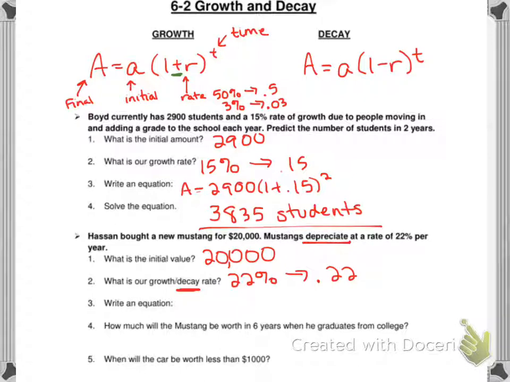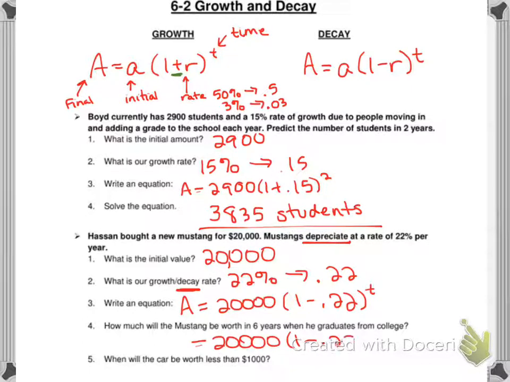So our equation would be A equals 20,000 times 1 minus 0.22 to the t power. Now, how much will it be worth in 6 years? So I'm going to do the same equation, but I'm going to put 6 as t. So the answer would be, I think it's 4,504.